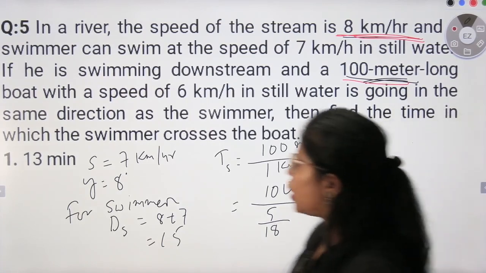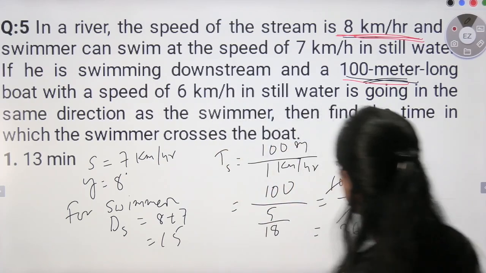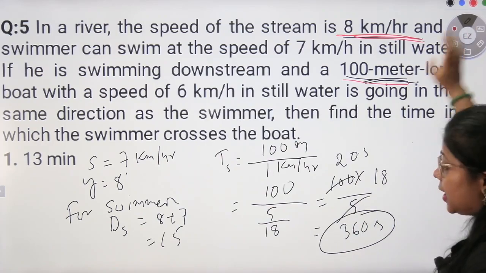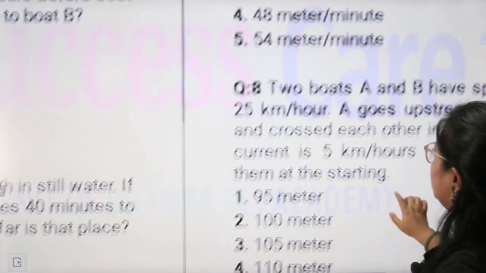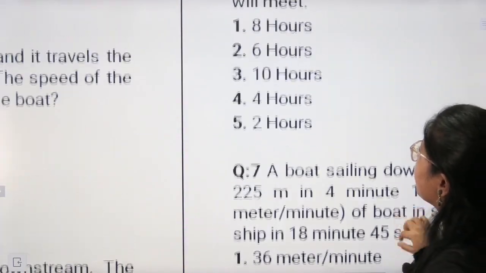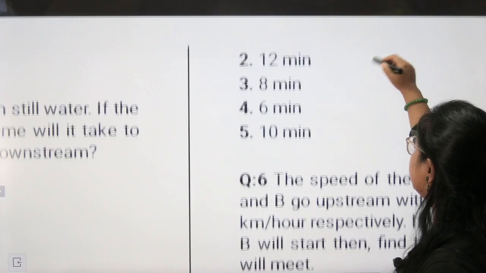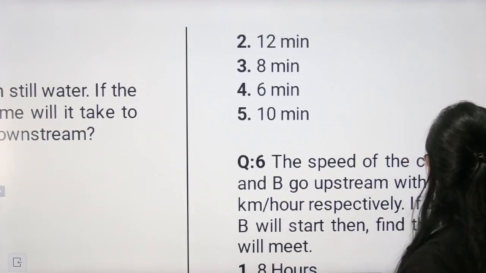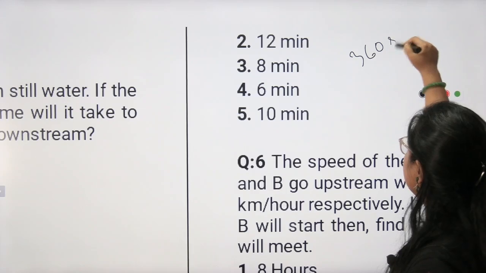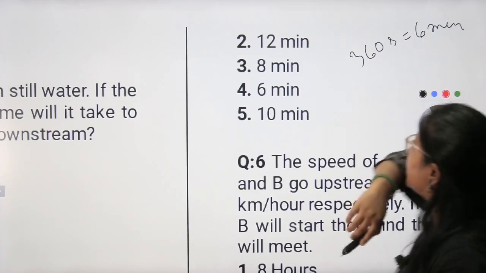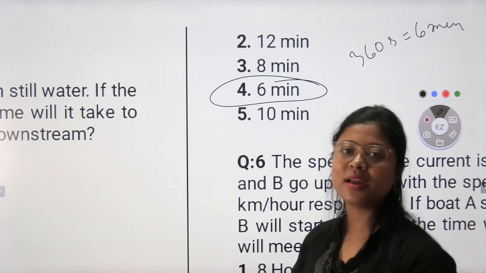But your options are given in minutes. I get my answer as 360 seconds, remember that. Your options were 13 minutes, 12 minutes, 8 minutes, 6 minutes. 360 seconds will give you 6 minutes, isn't it? So 360 seconds is 6 minutes. If I convert my minutes into seconds, I'll get 360 seconds as 6 minutes. So option number 4 would be my correct option.